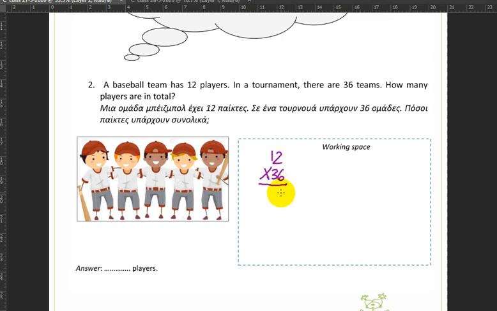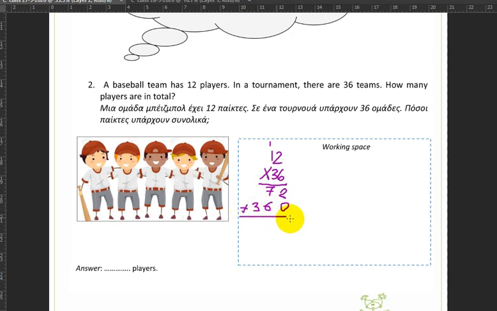6 times 2 makes 12, so we write 2. We carry 1. 6 times 1 makes 6, plus 1 that I carried over makes 7. And we put a 0 beneath the 2, and we say 3 times 2 makes 6, and 3 times 1 makes 3.